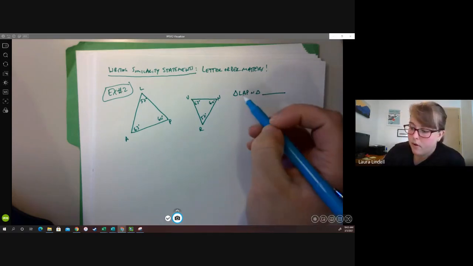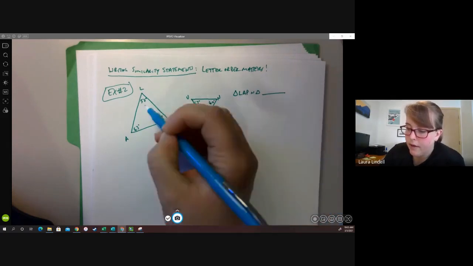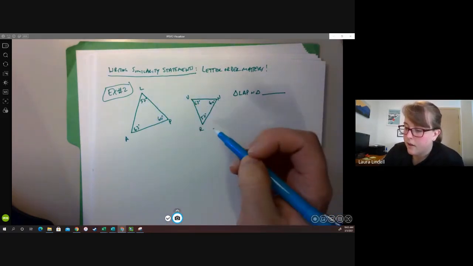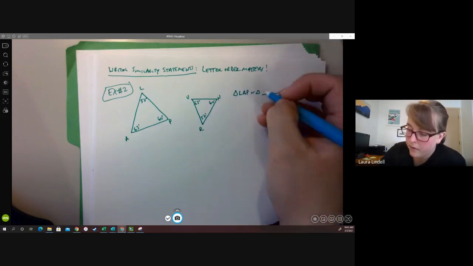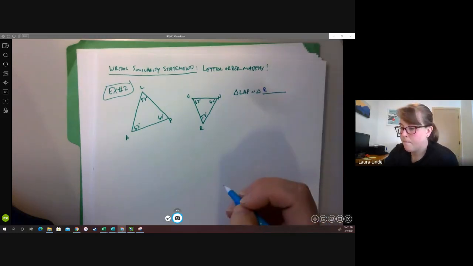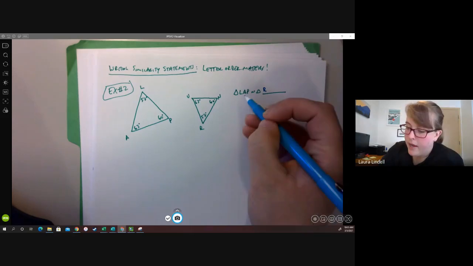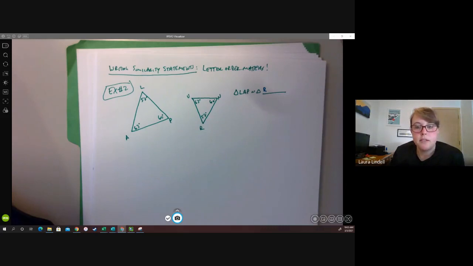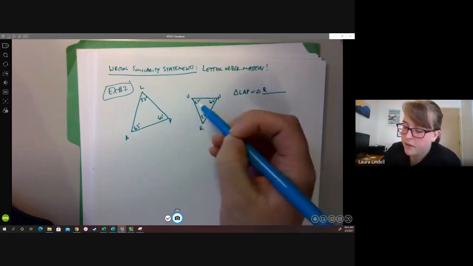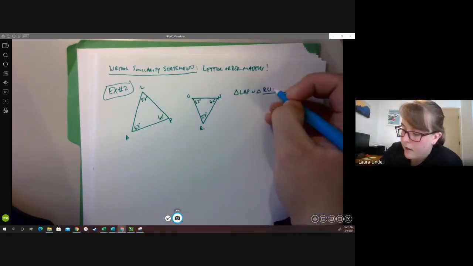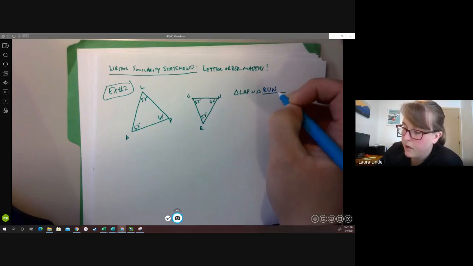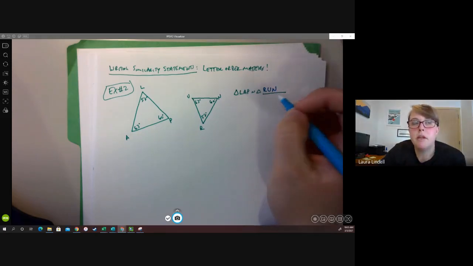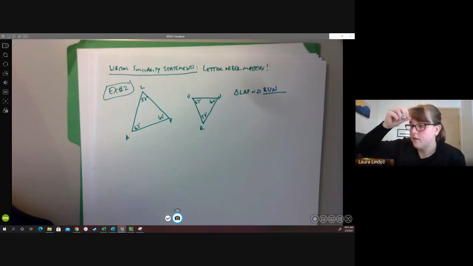So for example, since we started with angle L was 57 degrees, angle R is 57 degrees over here, so R would come first. If A comes next, what letter comes next from this triangle? U. Yeah, because A is 63 degrees and U is 63 degrees. And then last, by process of elimination, N would come next. So triangle LAP is similar to triangle RUN.